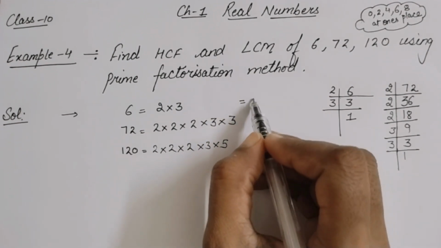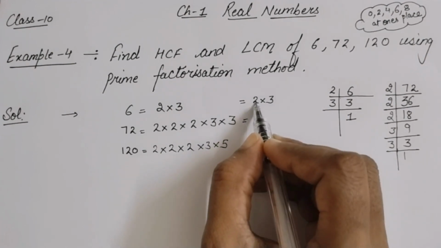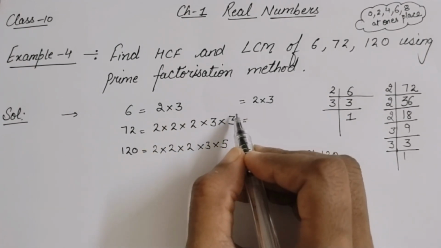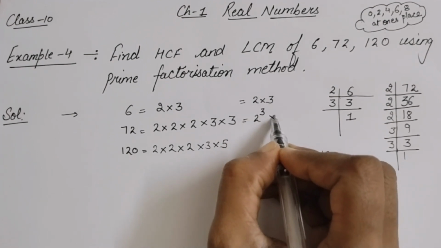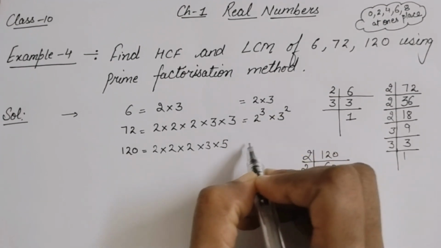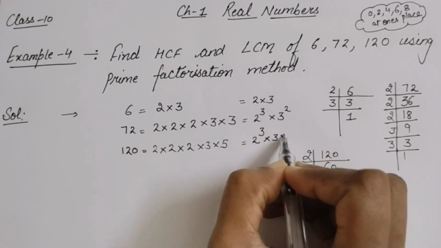Let's start writing in the exponential form. Only 2 one time is there, so I've written 1 time. Here 2 is 3 times. So 2 to the power 3 into 3 to the power 2. And 2 to the power 3 into 3 into 5.